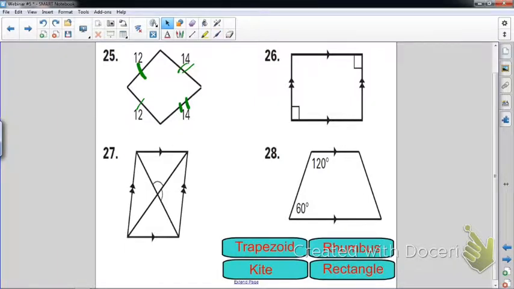This one, 25, we're going to call a kite, right? We're going to call it a kite because we know that the two smaller legs are congruent and the two larger legs are going to be congruent. Let me go on to 26.